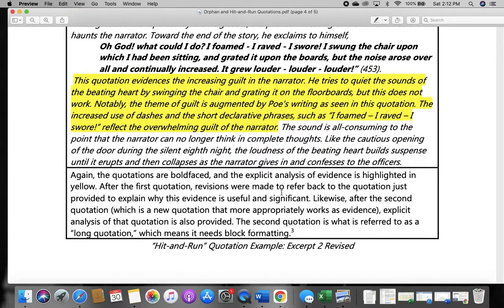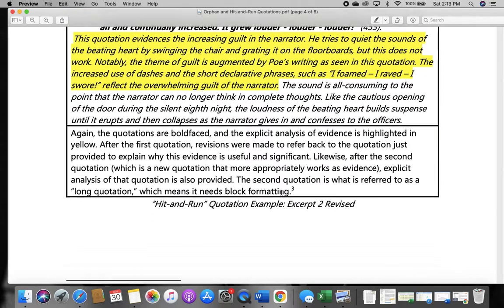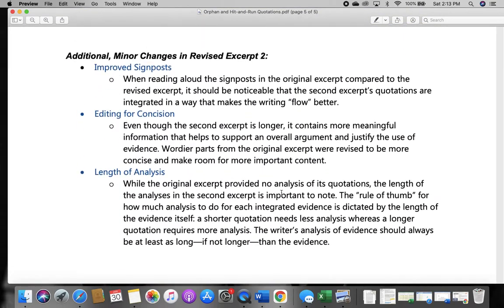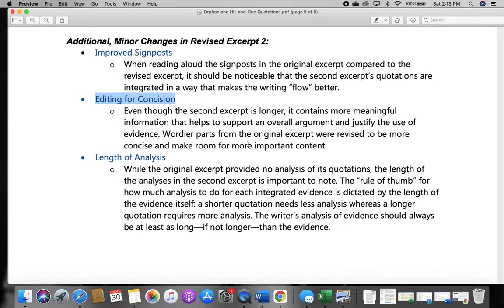In-text citations in MLA are much easier to talk about than in APA. And then the last thing I talk about are minor changes that I made in that longer excerpt. I provided improved signposts. I did a lot of editing for concision. Like before, I was saying there's wordiness, there's fragments, there was repetition, and obviously the length of analysis.